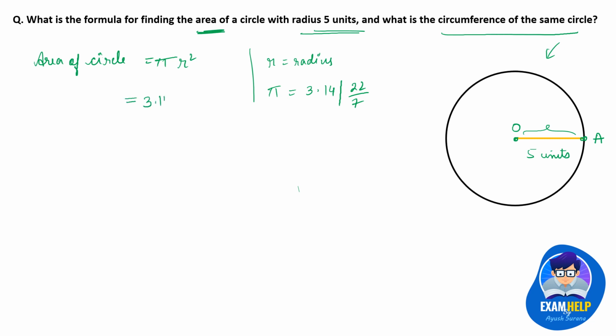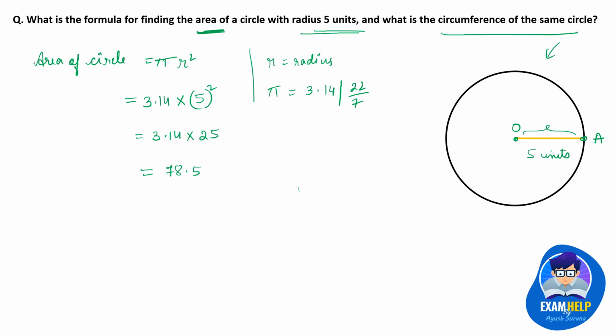So pi is equal to 3.14, into r, our radius, which is 5 units. So we will write here 5 to the power 2, or 5 square. Now we will solve it. So it will be 3.14 into 5 square, which is 25. Now if you multiply 3.14 into 25, you will get the value as 78.5. So the final answer will be 78.5.